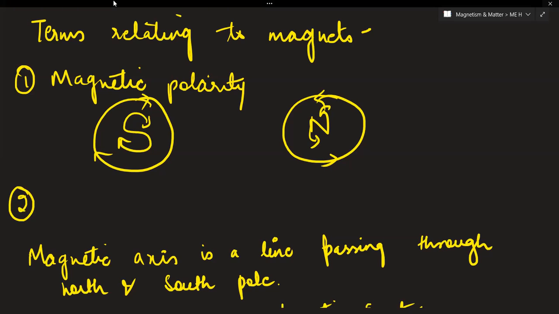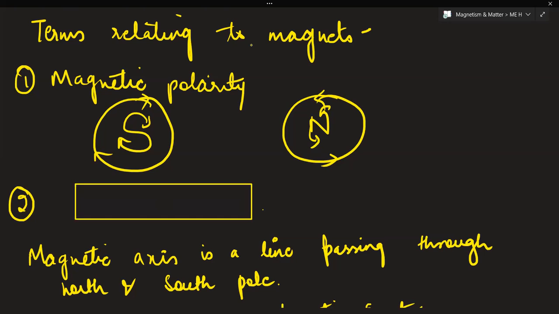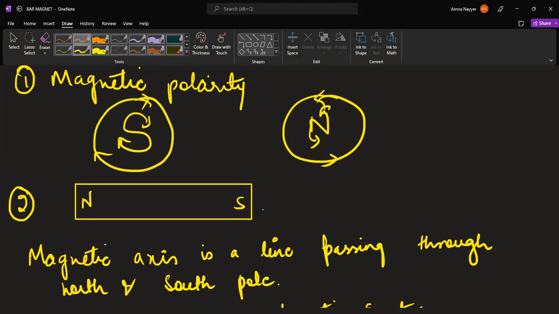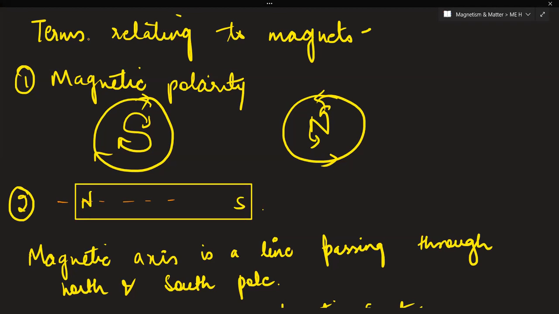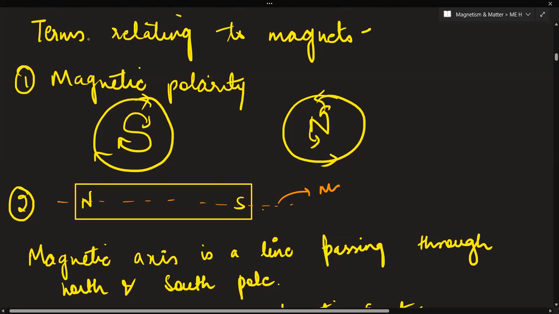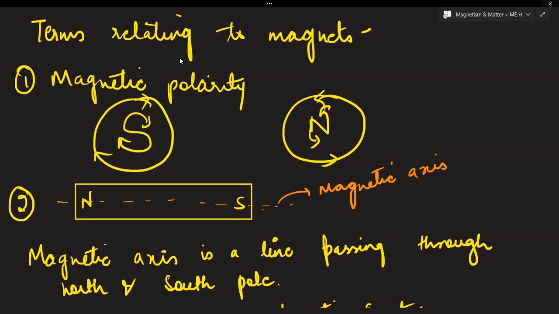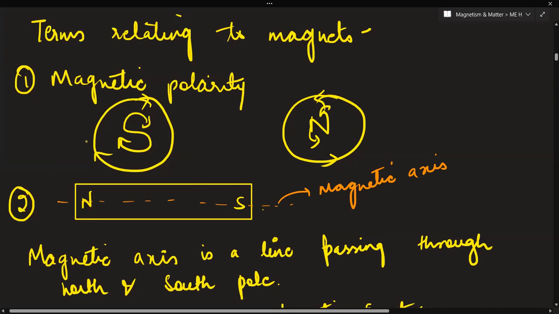Now, what is the magnetic axis? This is a bar magnet, north south. This central axis that joins the north and south pole is known as the magnetic axis. This is the definition: the magnetic axis is a line passing through the north and the south pole.